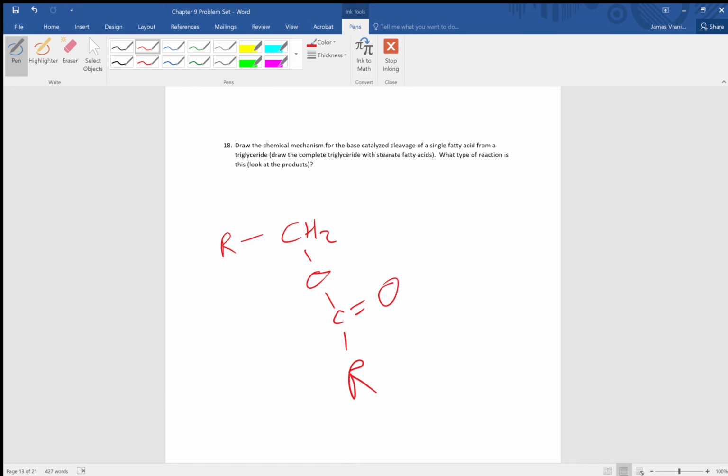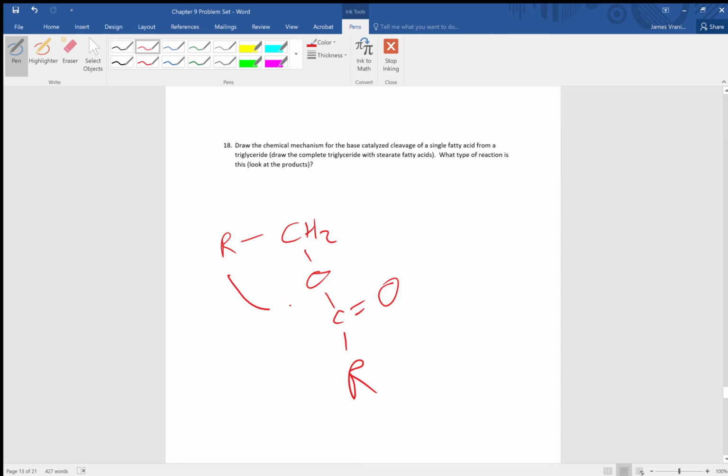Question 18 asks you to draw the hydrolysis mechanism of stearate basically being cleaved off of a triglyceride. I'm not going to draw the entire structure for you. You should be able to figure out the structure of a triglyceride with stearate fatty acids on it. So I'm just drawing you the relevant portion.